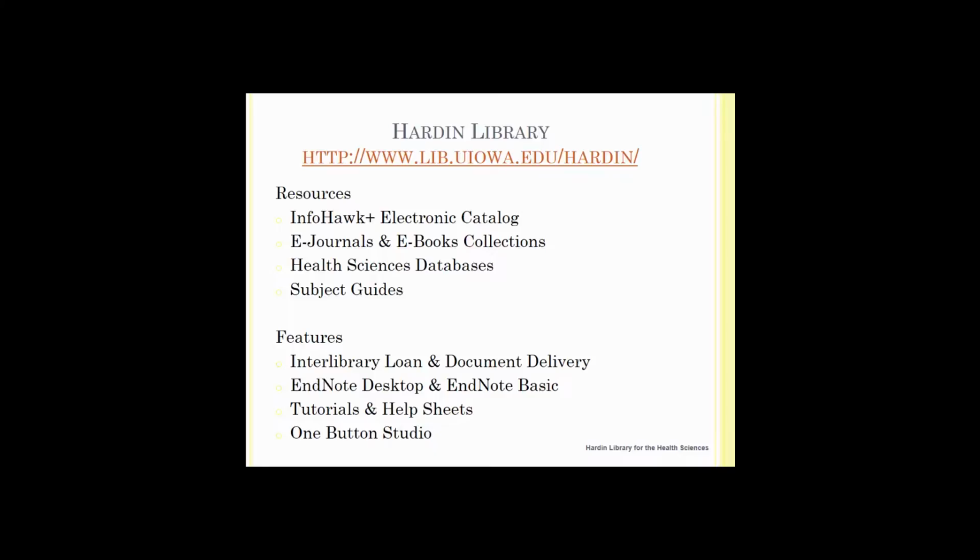Now, when you go to the Hardin Library's website, and you'll see I have the website address on the top of this slide, or you could just use any search engine you like and just type in Hardin Library. That will also take you to our website. You'll find the InfoHawk Plus catalog is on the top of the screen. And the first thing that you'll want to do is, to the right of the search box for the InfoHawk Plus catalog, there'll be a blue button with a magnifying glass icon in it.